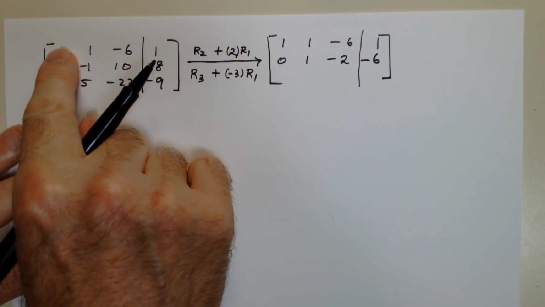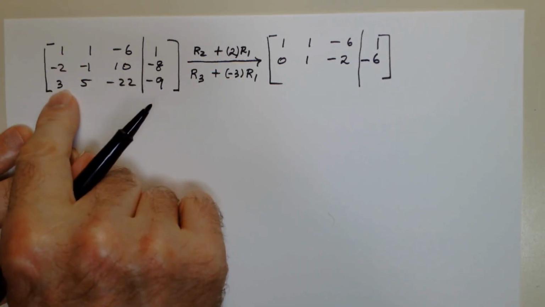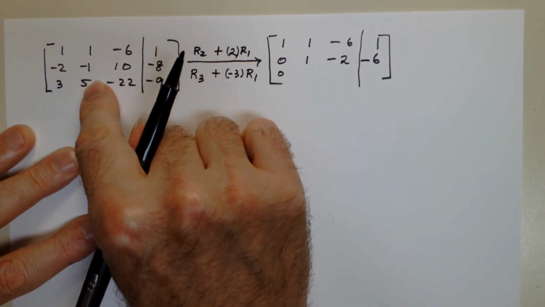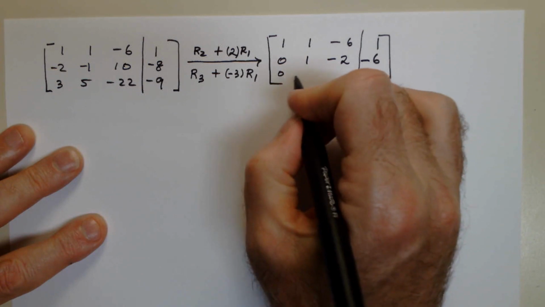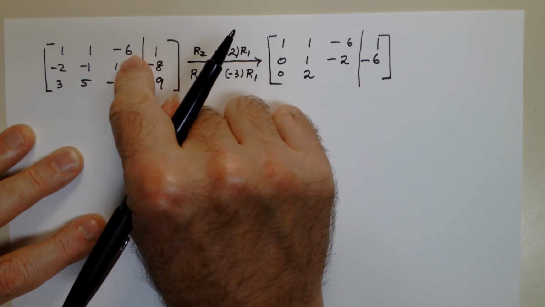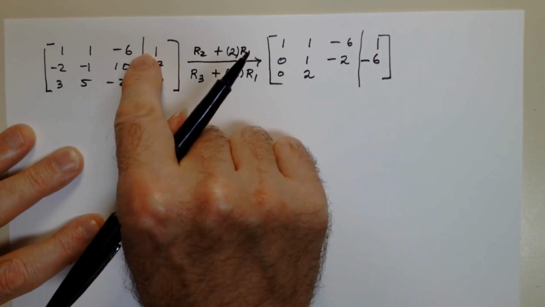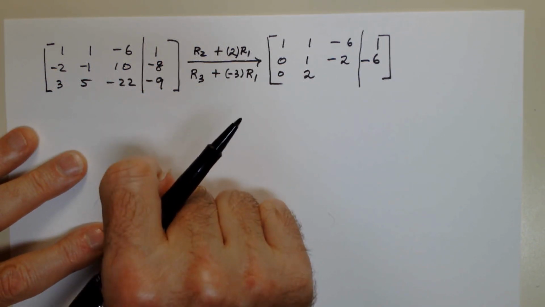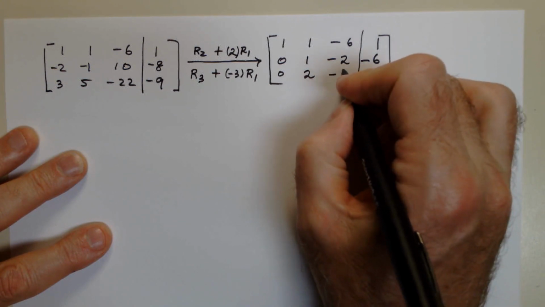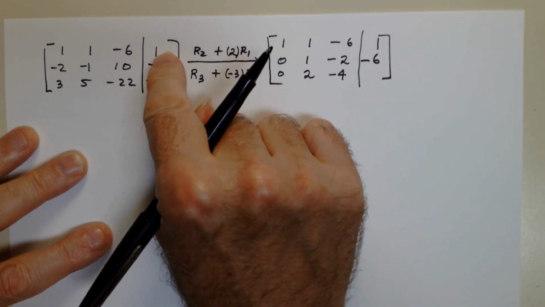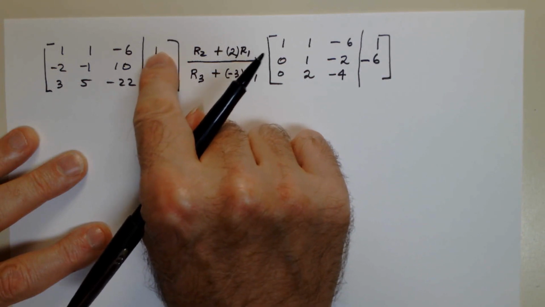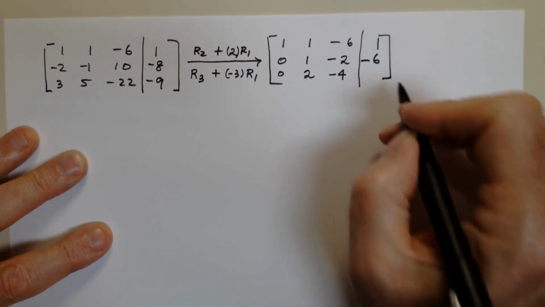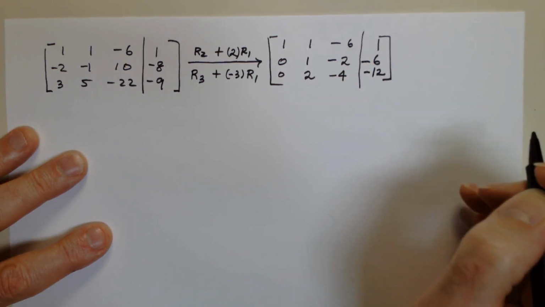Okay, let's change row 3 now according to this recipe. So I'm multiplying by -3 and adding down. So that's going to be a 0. This will become -3 added onto the 5. That's 2. When I multiply by -3, that becomes 18. And when I add 18 onto -22, I'll have -4. And then finally, when I multiply by -3, that's -1, added on to the existing -9, that's -12. All right, so far so good.